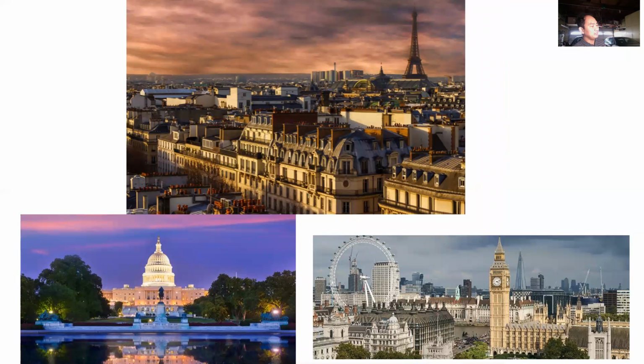This slide is just trying to compare different cities. The top one is Paris. Lower bottom left is DC. Lower bottom right is London. They are in the same hierarchy, which means the same level, as capital cities of different countries.